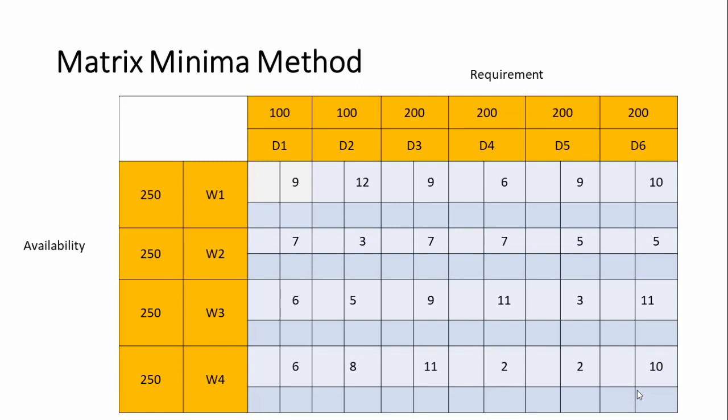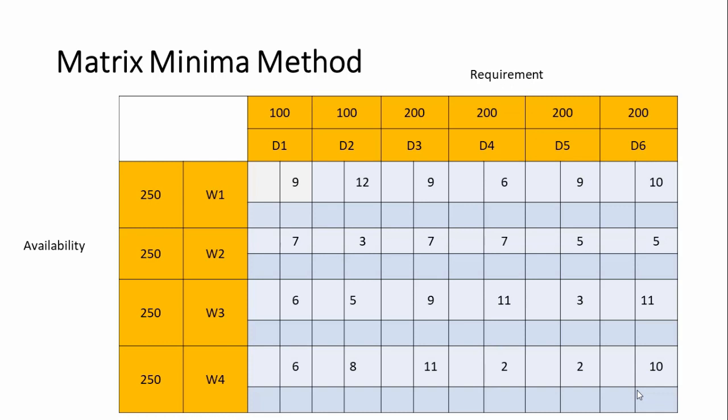I have considered here a problem in which I have got 4 warehouses W1, W2, W3, W4 with 250 capacity. I have also considered 6 destinations D1 to D6 with different requirements as shown. The matrix also contains the cost of transportation from source to destination. For example, W1 to D1, the cost of transportation per unit is 9 units.